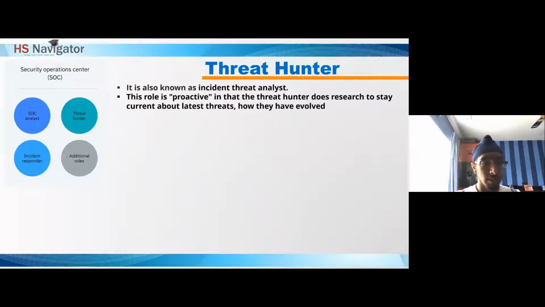The third one and the last one is the threat hunter. So the threat hunter is known as an incident threat analyst. And this role is proactive in that instead of fixing threats after they've happened, the threat hunter, the incident threat analyst, researches the current and latest threats, and they research how those threats have evolved to make sure that those threats can't be applied to their company in the future. So instead of those threats that have already happened, they protect against threats that have not happened.